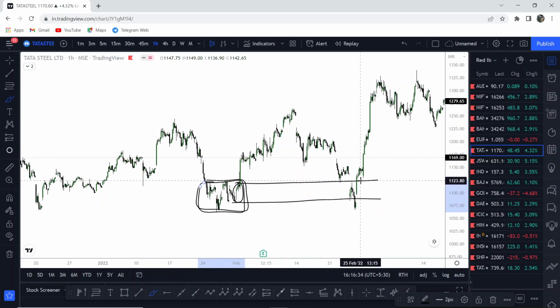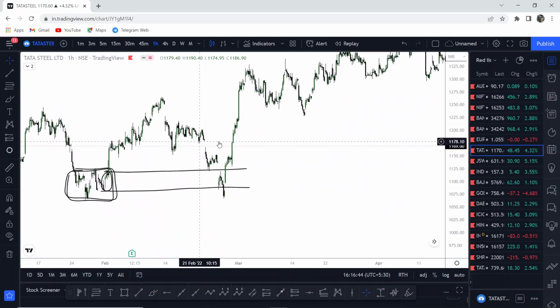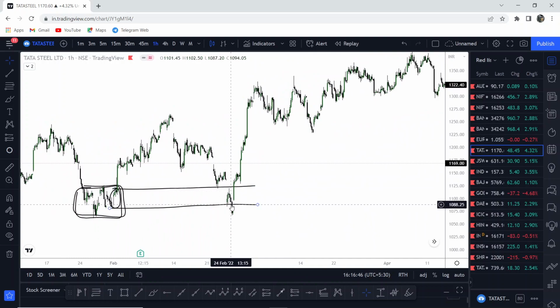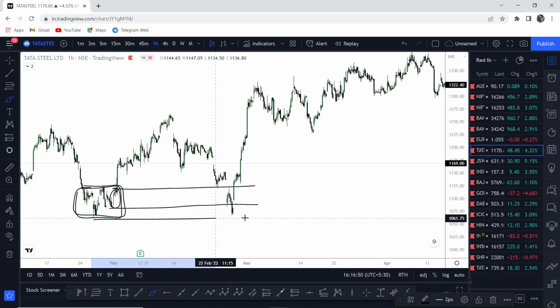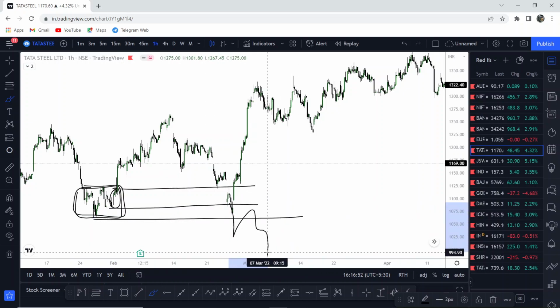You can execute your trades once again when the price comes back to this demand zone. Once the price comes back to this demand zone, you can execute your trades once again, because what's happening here is anything below this demand zone becomes deeply discounted unless and until it's broken below like this.